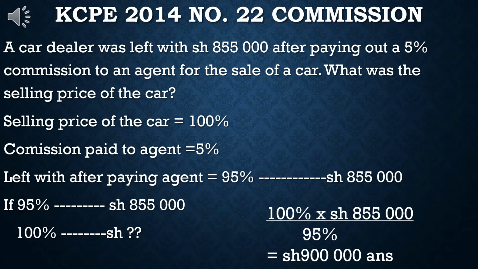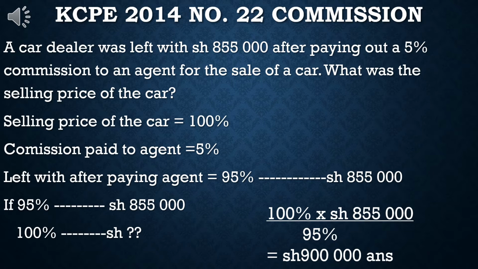95% is what he was left with after paying an agent, because the question starts by saying a car dealer was left with 855,000 after paying out a 5% commission. So 95% is what he was left with, because originally it was 100% the sale of the car, paid a commission of 5%, so he was left out with 95%, which is now represented by 855,000 shillings.